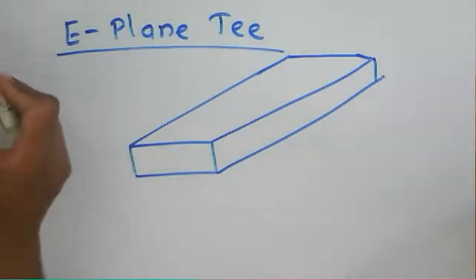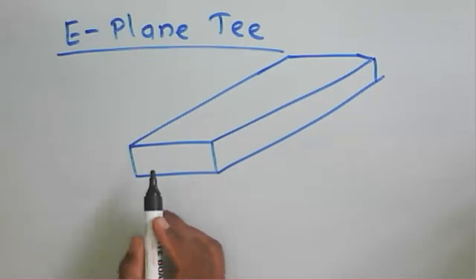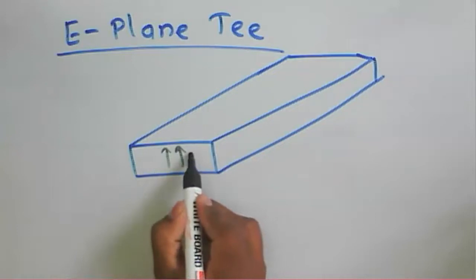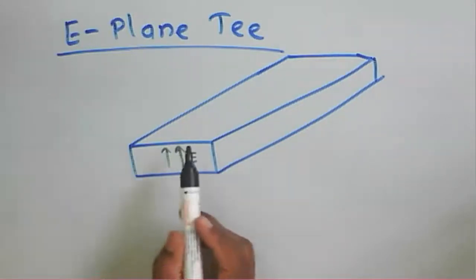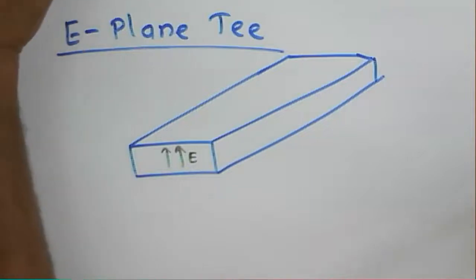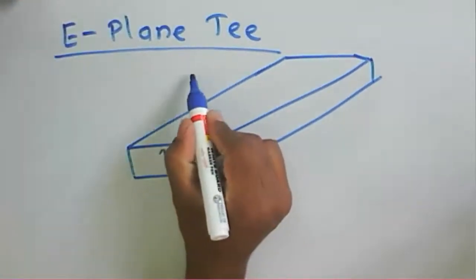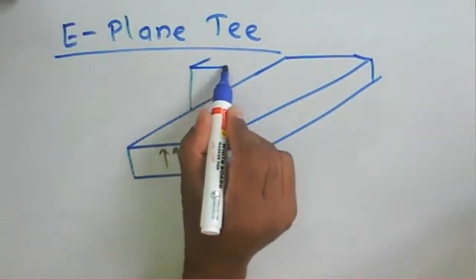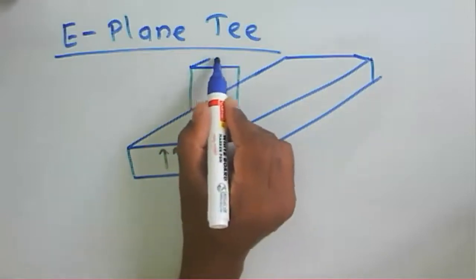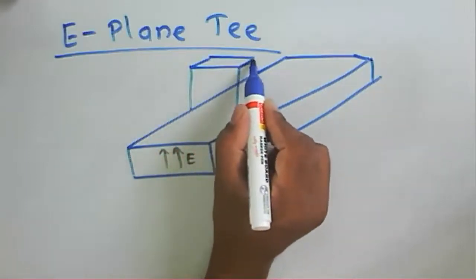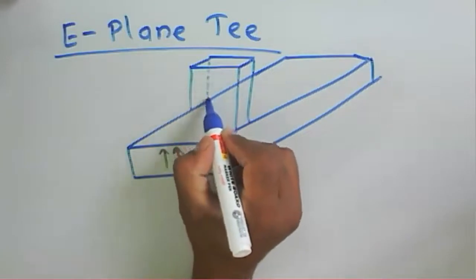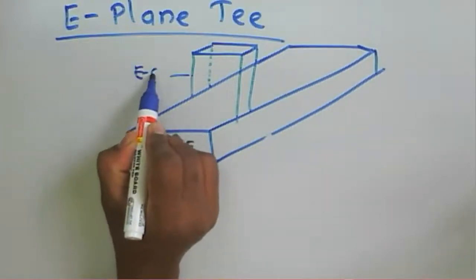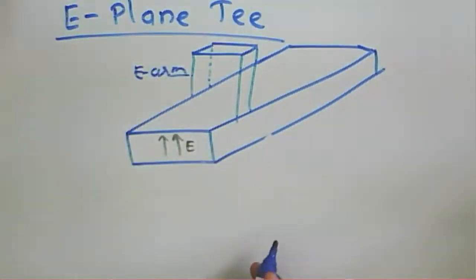Now for this E-plane T, another port is parallel to this electric field component. This one is about the electric field component, this one is about E here. Now we have another arm, and that arm is parallel. Okay, now this arm is called the E arm.